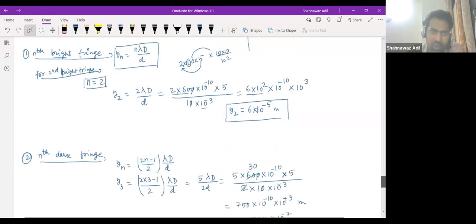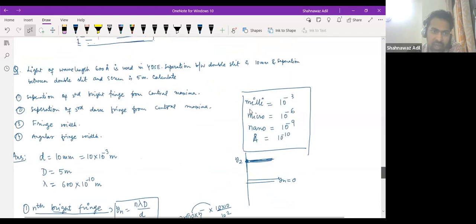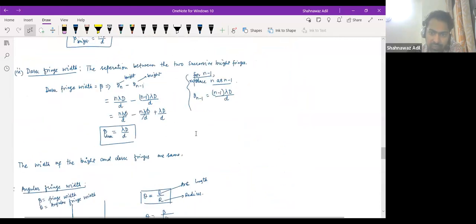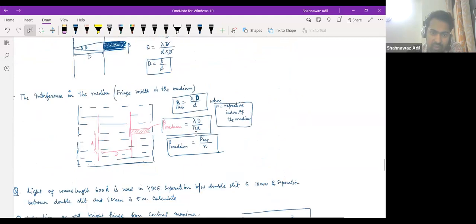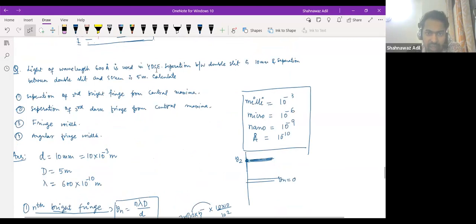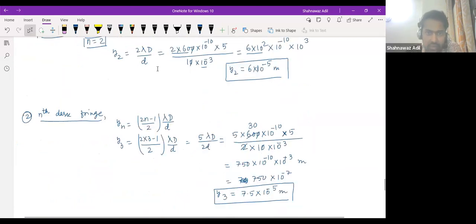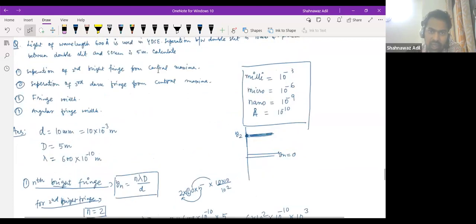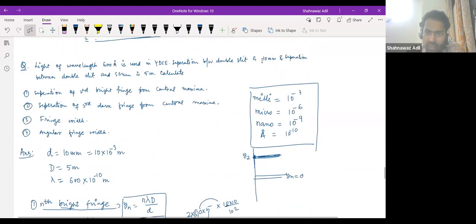Yeah, the question was that we have light of wavelength 600 angstrom used in this Young's double slit experiment. The separation between the slits is 10 millimeters, and the separation between the double slit and the screen is 5 meters. Then we needed to calculate the separation of the second bright fringe, the separation of the third dark fringe, the fringe width, and the angular fringe width. So these would be the kind of questions that we get in your CBSE.